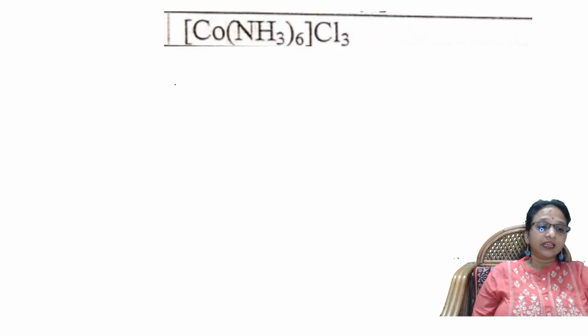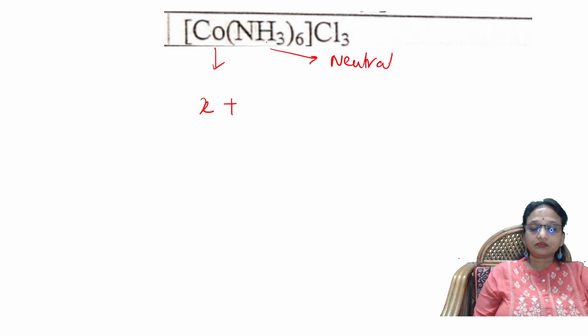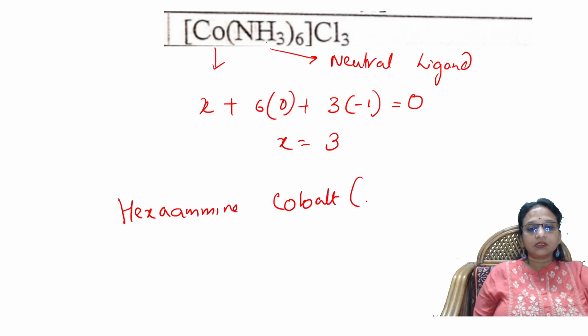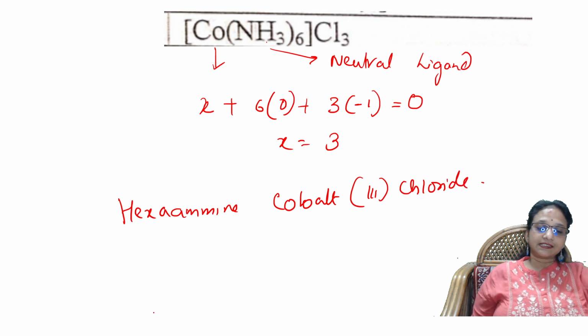Like Co(NH3) taken 6 times Cl3. Calculate. This is X plus. This is neutral ligand, students. Neutral ligand. So the oxidation state is 0. 6 into 0 plus 3 into minus 1 is equal to 0. X is equal to how much? 3. Name it. Hexa, because it is neutral ligand, same name, amine, cobalt, 3 chloride. Easy enough, students? Yes. Next one.